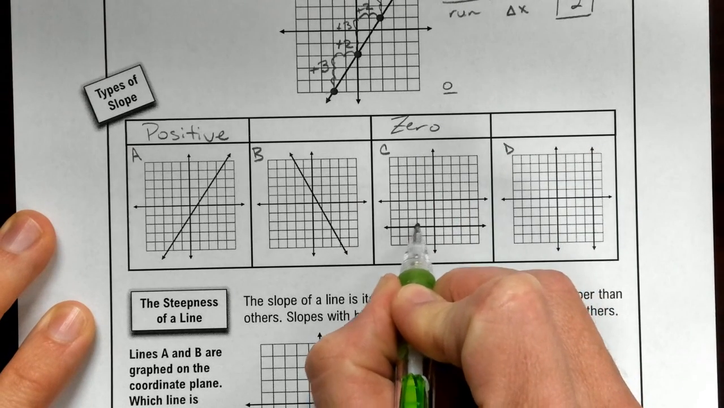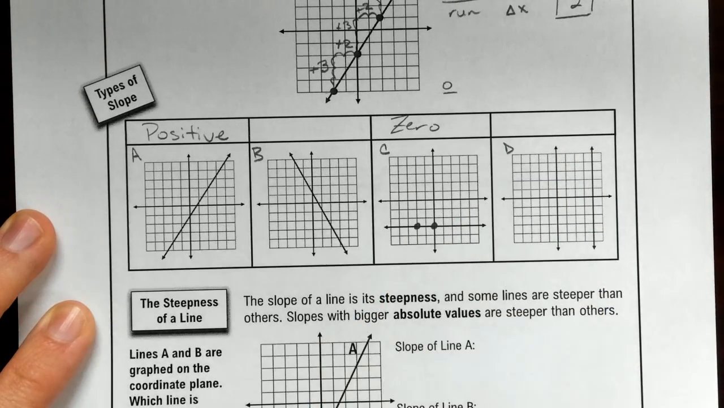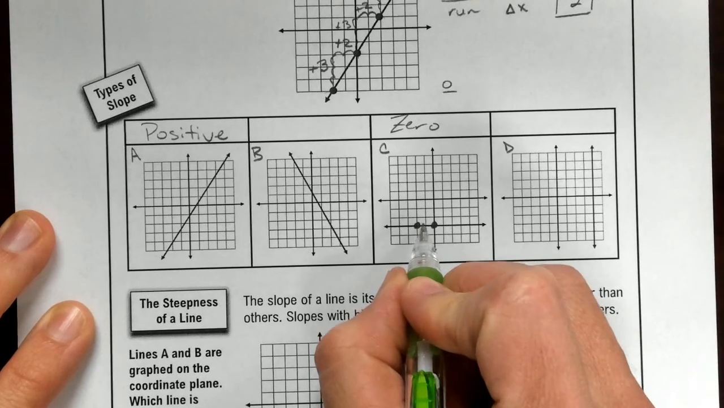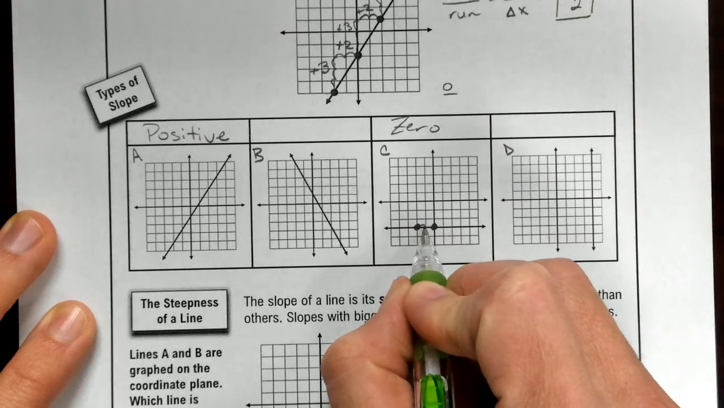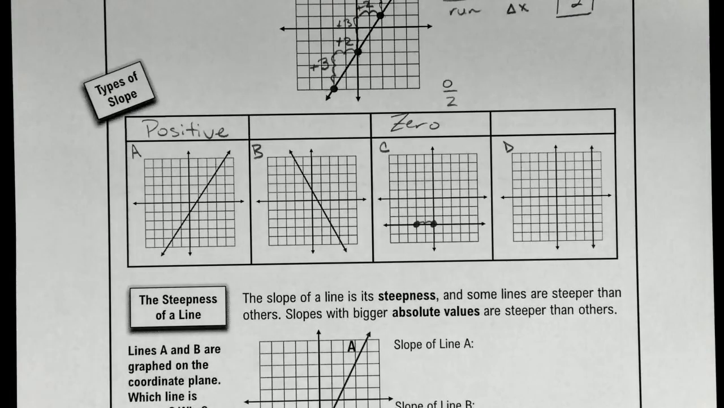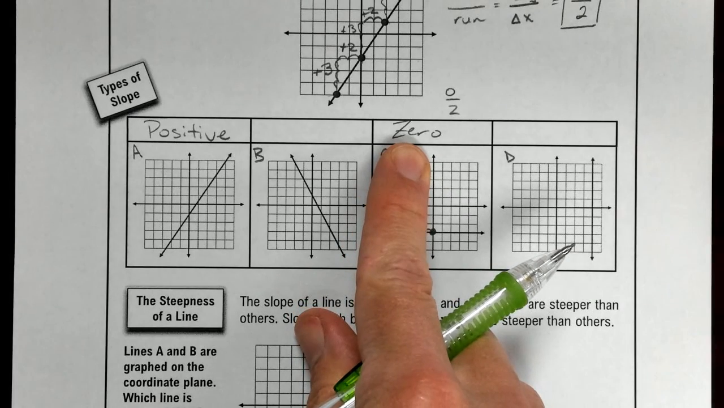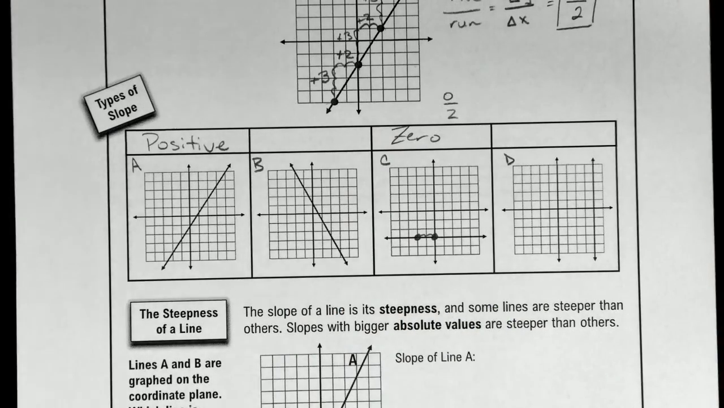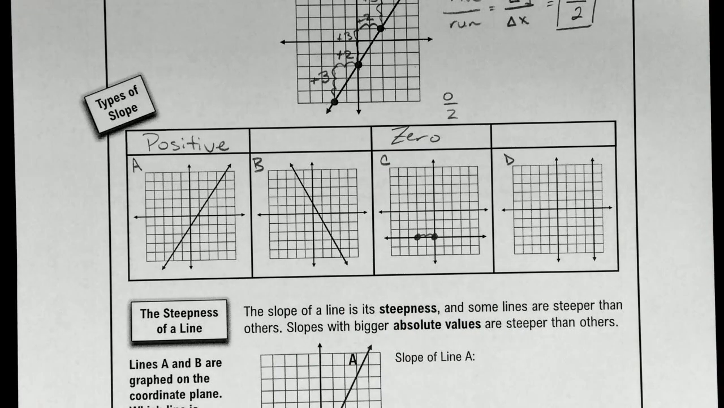So let's just pick 2 points. Doesn't matter. Well, from point A to point B, how much did I rise? I rose 0. I ran 2. Well, what's 0 divided by anything, guys? 0. So a zero slope, thank you. A zero slope is a flat line. A horizontal line, because you are not rising any.